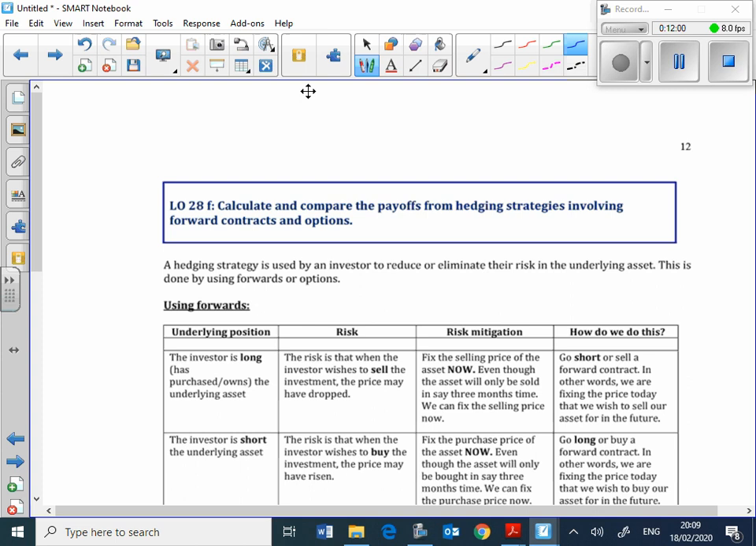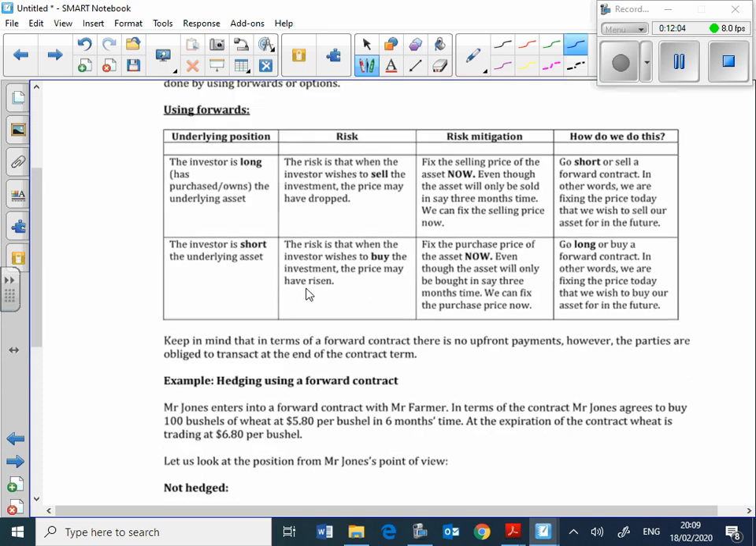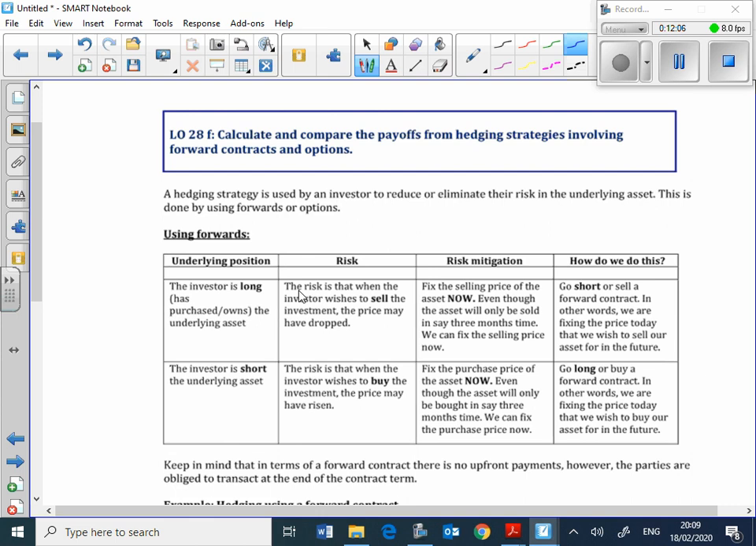Now we're going to move to some hedging, guys. We're going to hedge using forwards. We're going to hedge using options. Let's go. Guys, it's so vital that you get this. We really have got to put our heads together. I know it's getting late. We're not even at 8 o'clock yet, but we've got to really put our heads together here. Let's go. A hedging strategy is used by an investor to reduce or eliminate their risk in the underlying asset. We use two different ways of doing this, guys. We use forwards and we use options.